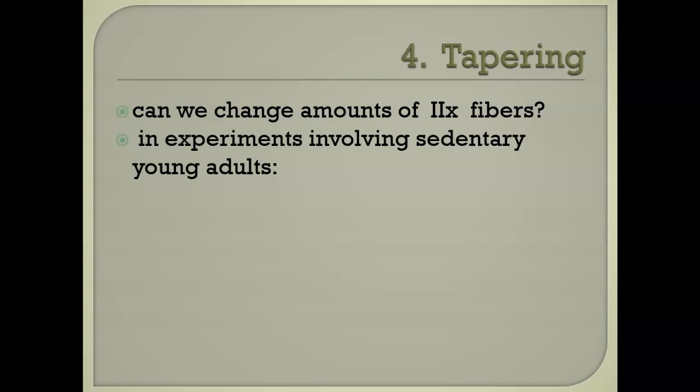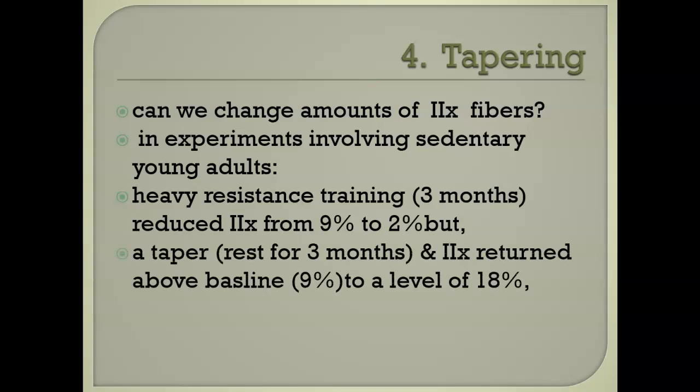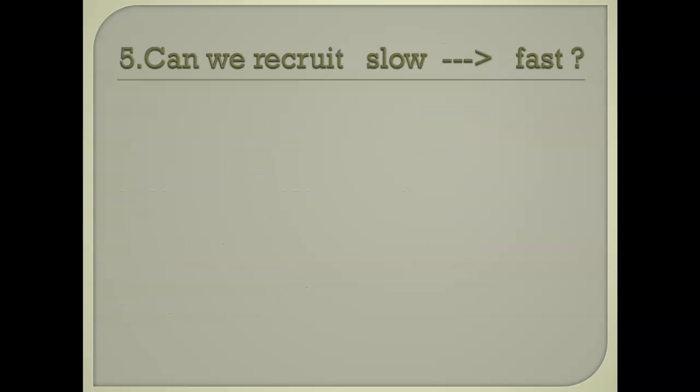A process of tapering is a thing that they've tried to do. They've worked at it. So you work out heavily for a period of time, and then you rest for a period of time. And when they do that, they actually see that the type 2X returns, and you get more of the 2X. So you get actually a little bit bigger muscle. So you work out heavily, and then you rest. Then you work out heavily, then you rest. That's kind of a way to do that. So more fast twitch, bigger, faster, stronger.